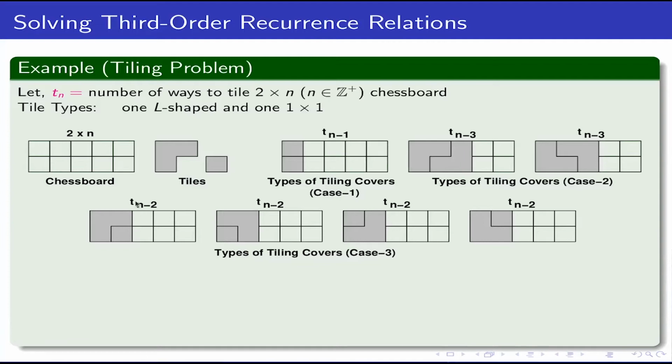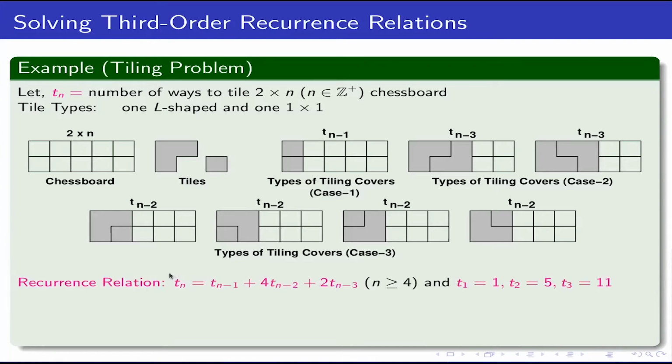So there are 4 possibilities in which you can cover 2 columns. The rest is n minus 2, so T(n-2) ways to do it. Each of them results in T(n-2) ways. So the case 3 type of tiling takes you to 4 times T(n-2) ways to completely tile the whole thing. Now, adding up is my recurrence.